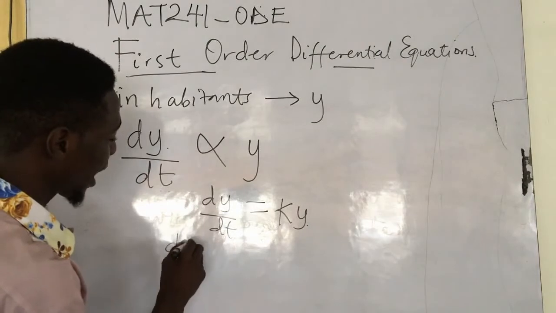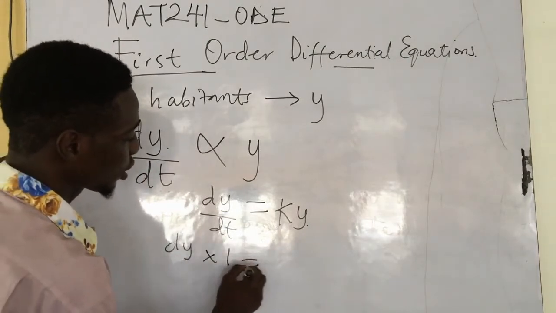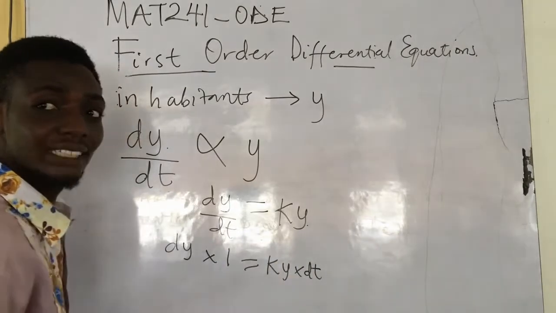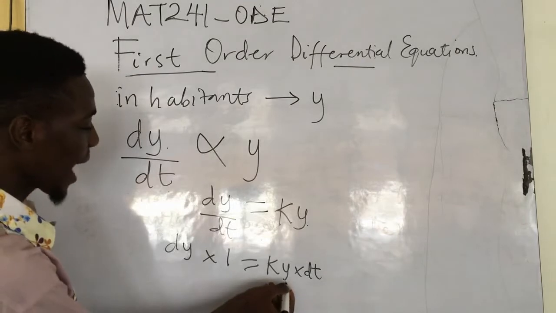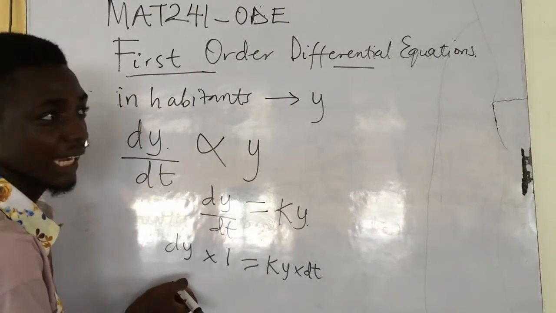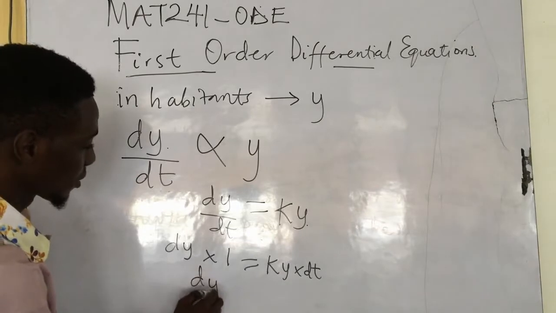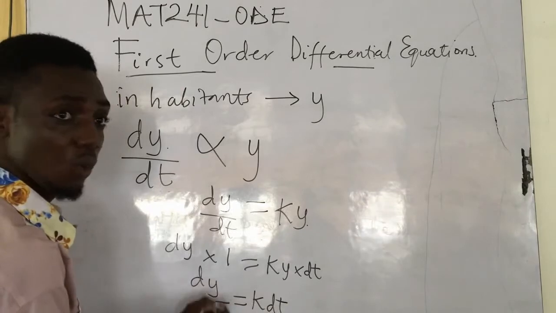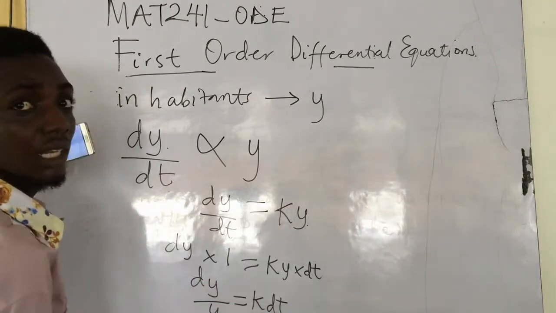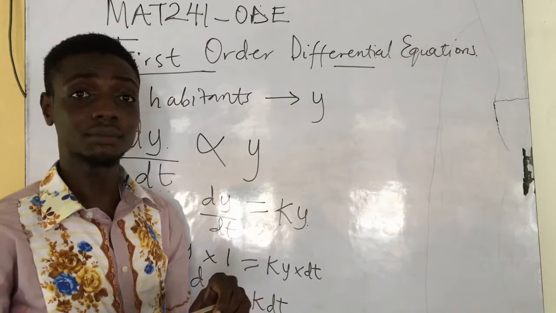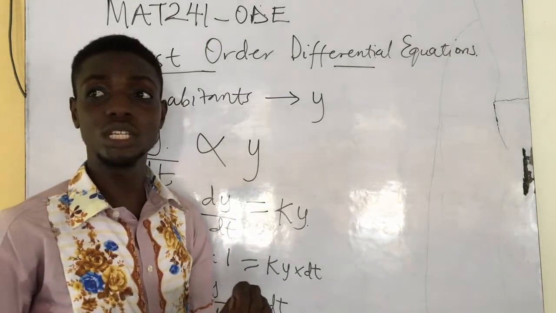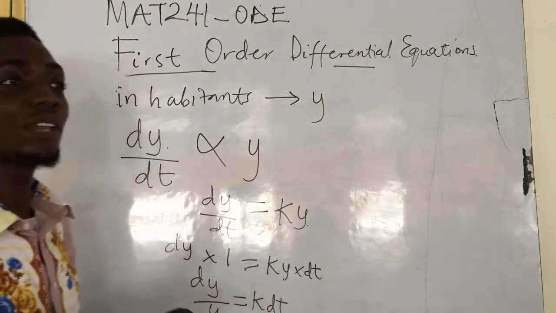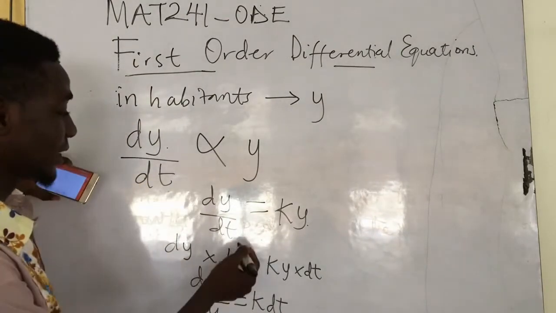So we have dy times 1 being equal to ky times dt. But the goal is to have all the y's on one side. So we do dy over y equals k dt. Now, our aim is to find the number of years in which the population will triple. We are looking for the number of years, which is t, and we can see t in our equation.